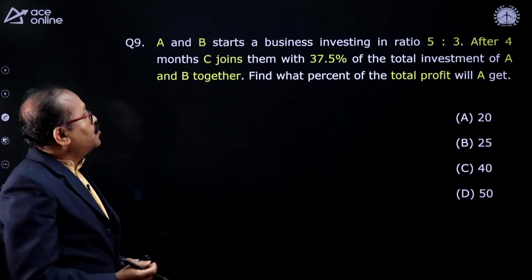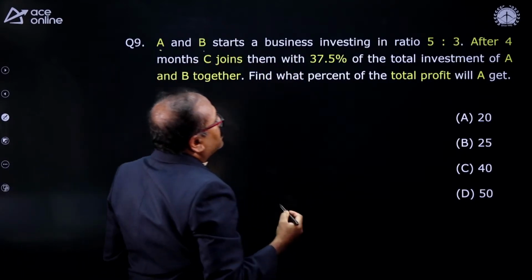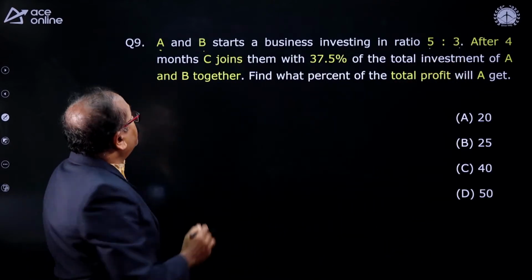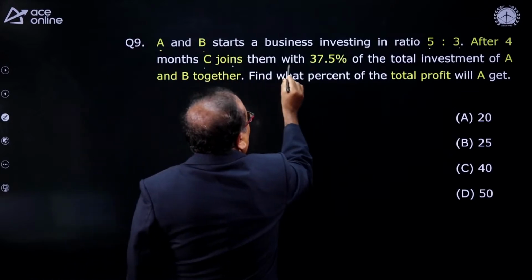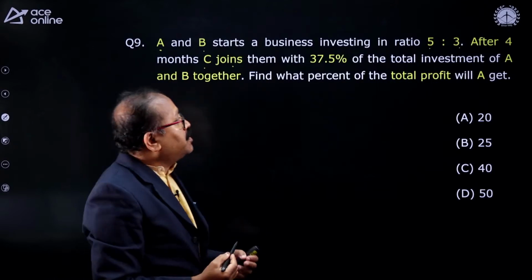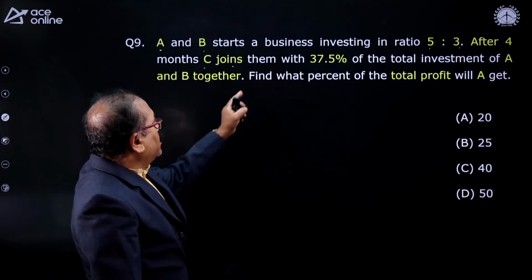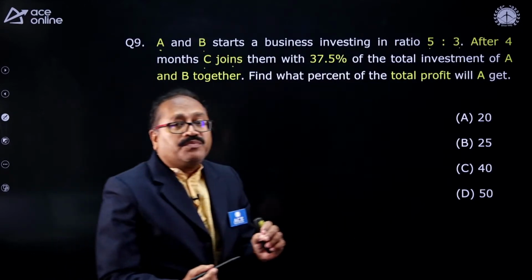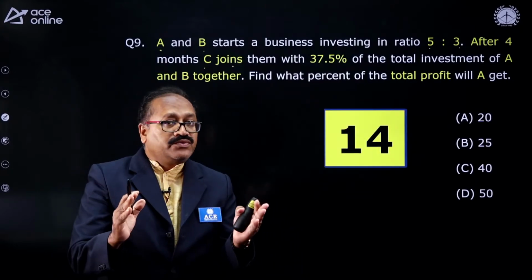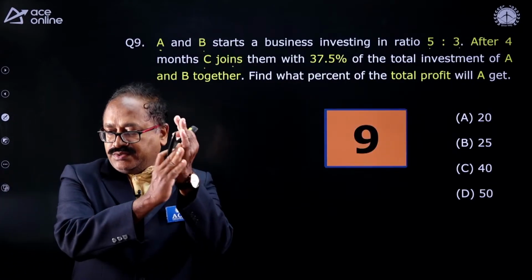Now how much time is left? Okay, 11 minutes more is there. We can work out here. A and B started a business investing in the ratio of 5:3. After 4 months, C joins them with 37.5% of the total investment of A and B together. Find what percentage of the total profit will A get. Answer it in 15 seconds. Come on, my friends.